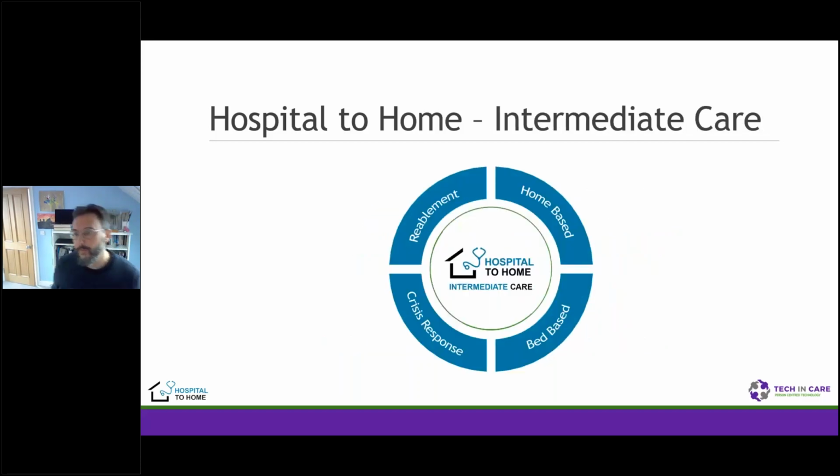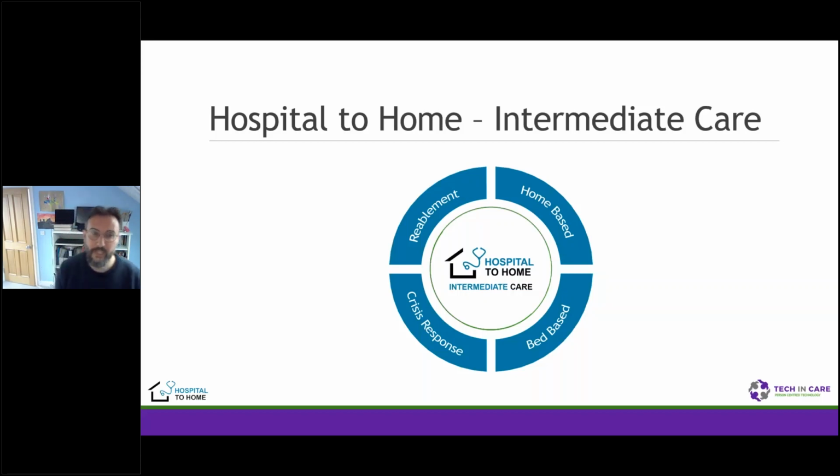Moving on from discharge to assess, we were fortunate to secure some UKRI funding, and we're building a second module into the system, and this is where the flow back again comes in. So we're now starting to focus on intermediate care, and a version of this module will be going live early in 2023, so kind of January, February time. And this module is focused on the 4 models of care, so reablement, home-based, bed-based and crisis.